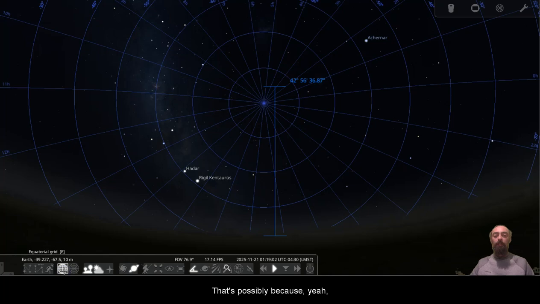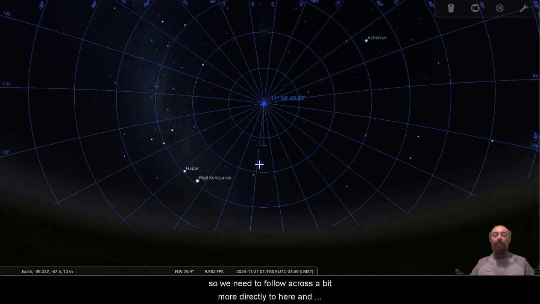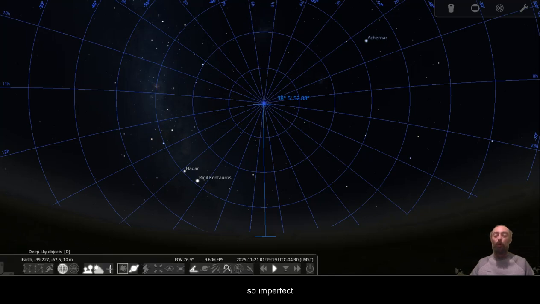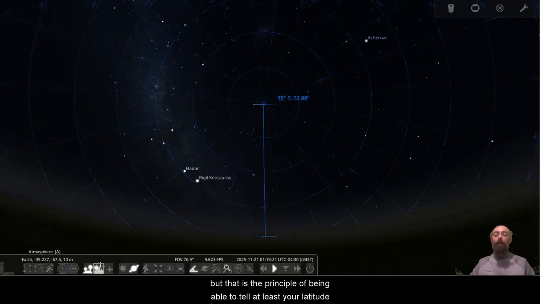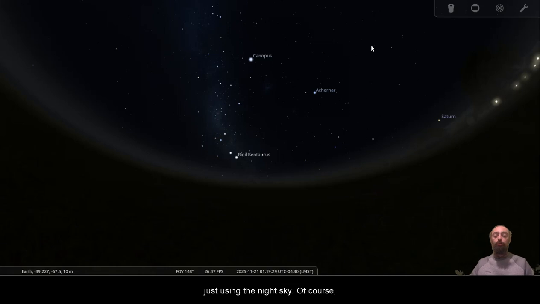That's possibly because I clicked a little bit too high. So we need to follow across a bit more directly to here and drag down to the horizon. There we go, 38.5-ish, when really it's 39. That's, again, off by about a degree. So imperfect, but that is the principle of being able to tell at least your latitude just using the night sky.